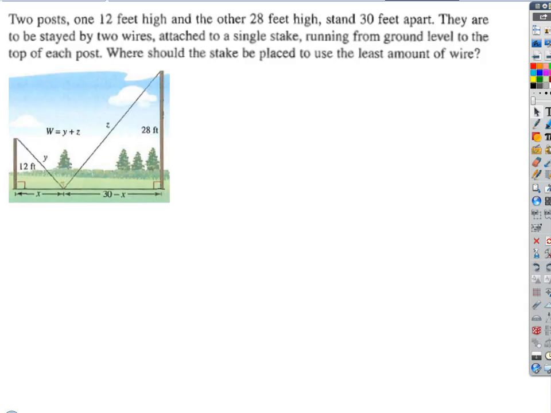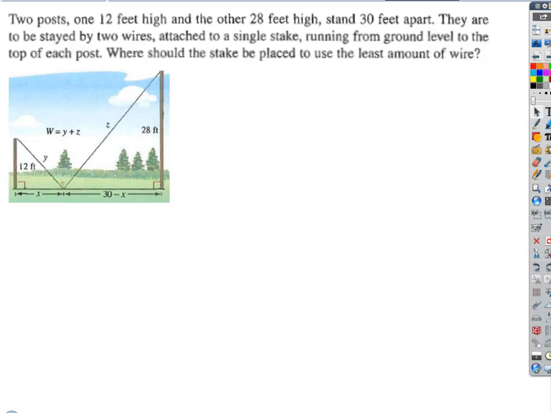Okay, so here's a picture you could have. You don't have to draw the trees, you don't even have to draw the grass, although it is a nice touch. We could use that x and 30 minus x. So we know one of the poles is 12 feet high, one of them is 28 feet high, and they're 30 feet apart.